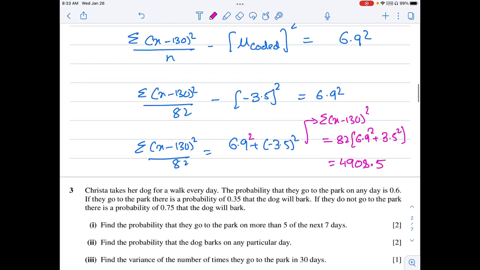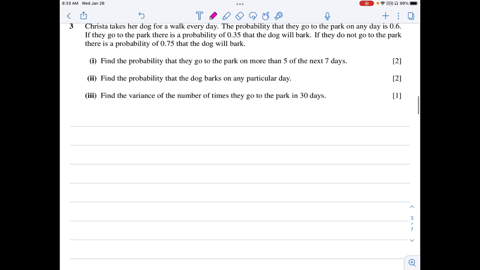Now coming to the third question. Krista takes her dog for a walk every day. The probability that they go to the park on any day is 0.6. So they go to the park and do not go to the park. Go to the park is 0.6, so do not go to the park will be 0.4. If they go to the park, the probability is 0.35 that the dog will bark.